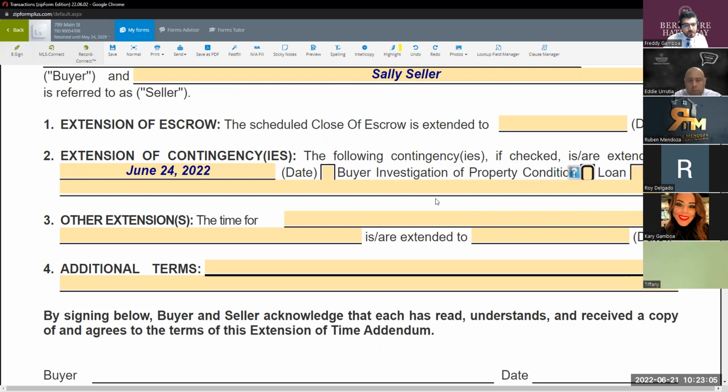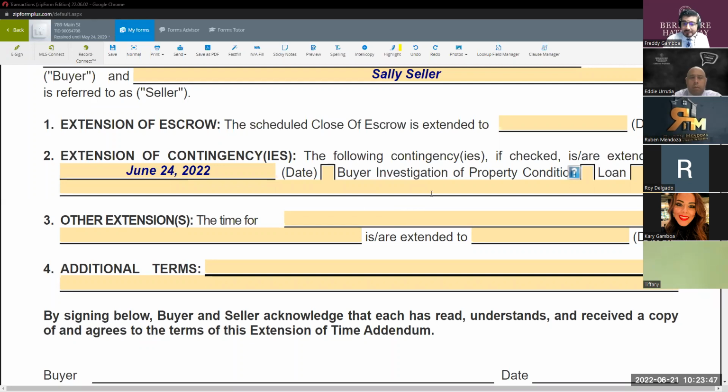Okay, so if you know that you need to buy some time, and the buyer's 17 days have already come, the day after acceptance, today's day 17, and you cannot meet that contingency, right away I would say get the buyer to request an extension from the seller. Does the seller need to approve? Yes. It needs to be a mutual agreement between the parties. The seller needs to say yes to grant the buyer this extension of contingency.